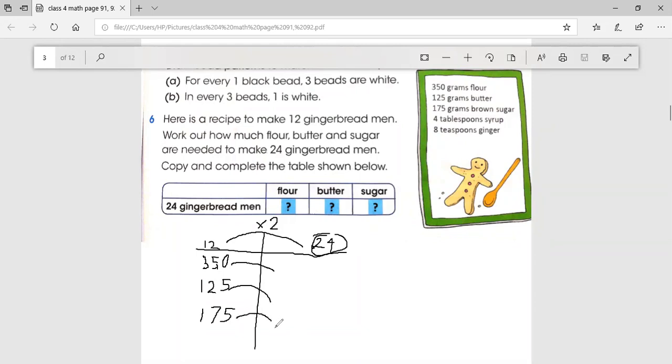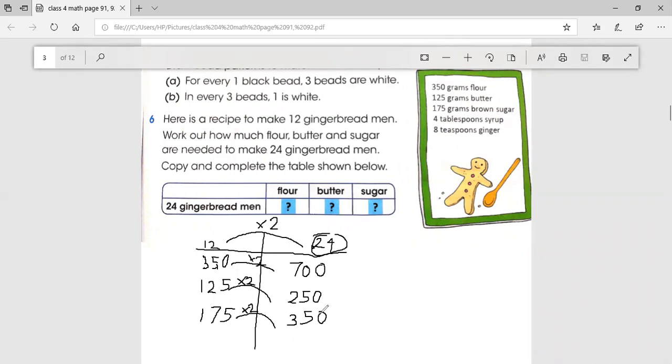So double of 350 is 700. Multiply 350 by 2, you will get 700. 125 multiply by 2, you will get 250. Each one is multiply by 2. Here multiply by 2, here multiply by 2, here also multiply by 2.